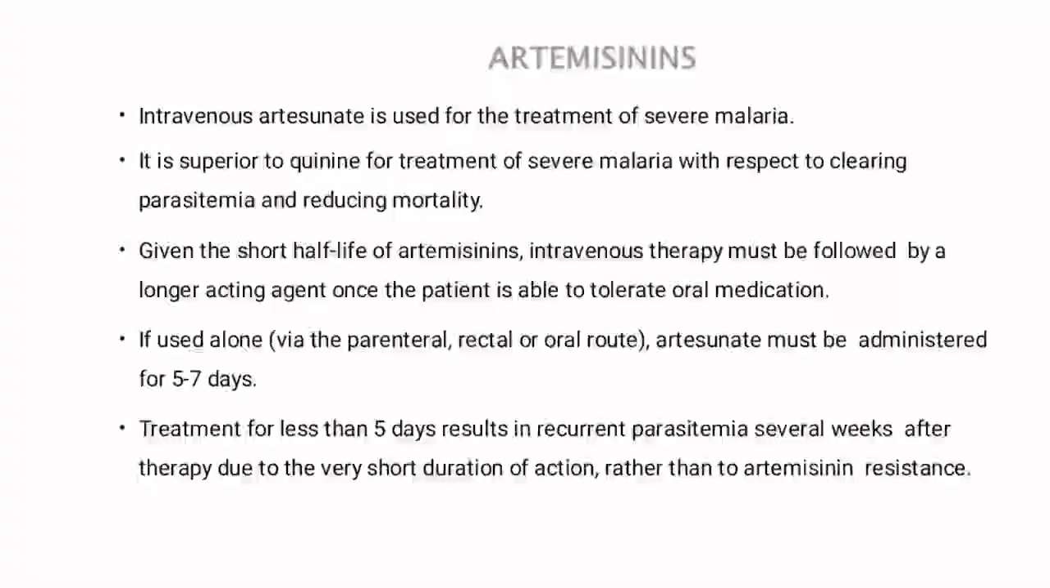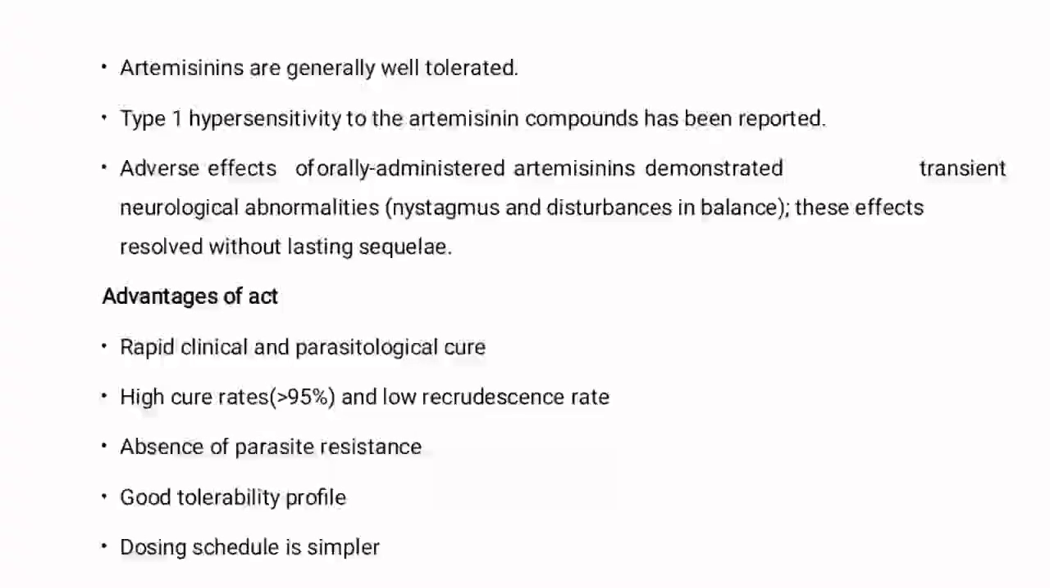Given the short half-life of artemisinins, intravenous therapy must be followed by a longer acting agent once the patient is able to tolerate oral medications. If used alone, artesunate must be administered for 5 to 7 days. Treatment for less than 5 days results in recurrent parasitemia several weeks after therapy, due to the very short duration of action rather than to artemisinin resistance.